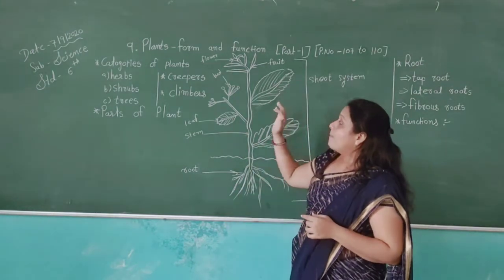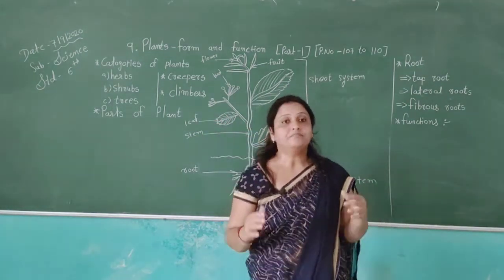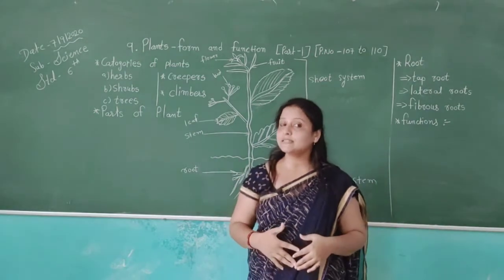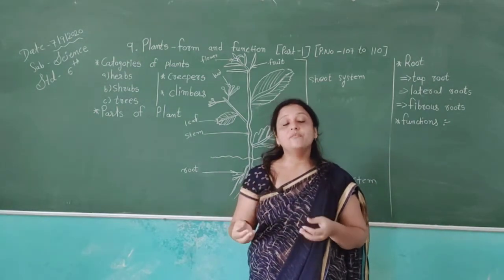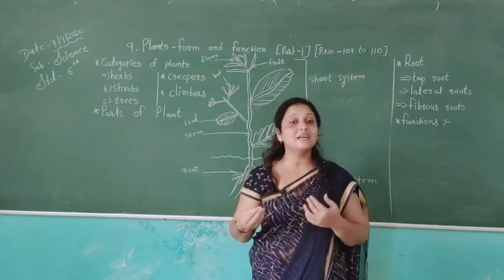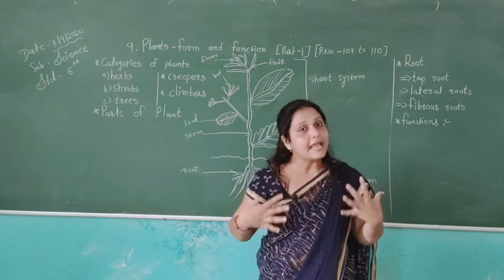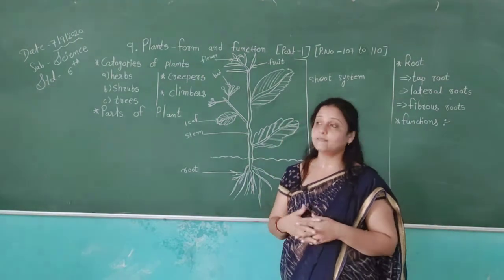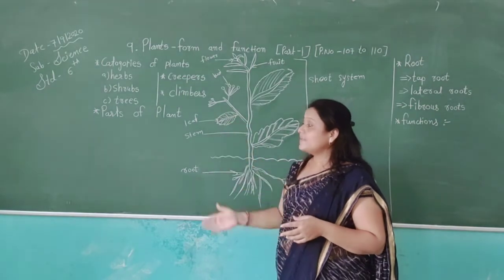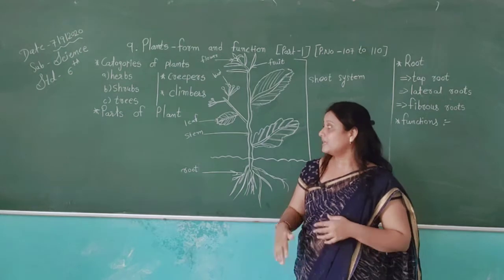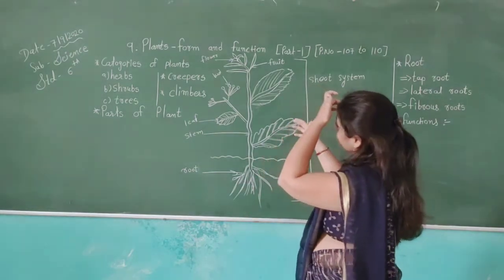Then we have parts of a plant. As we have discussed, we have different body parts in our body. When we want to eat something, we use our hand and mouth. Both body parts are very useful to us. Like our body, a plant also has body parts. So in this lesson, we also discuss some body parts of the plant. You can see the plant here.